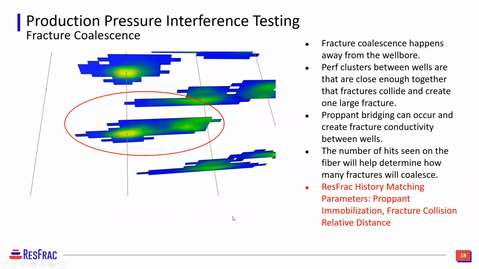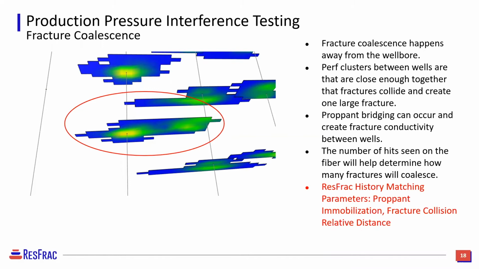Another way to get this interference is actual fracture coalescence out in the wellbore. So if your fiber's not showing a huge amount of clusters that are traveling through the fiber, you might surmise that I don't have that happening. I have fractures coalescing out in the middle of the wellbore. I'm not seeing the amount of hits that I thought I would see. And just the proppant bridging from these coalescences happens and creates this bridging.